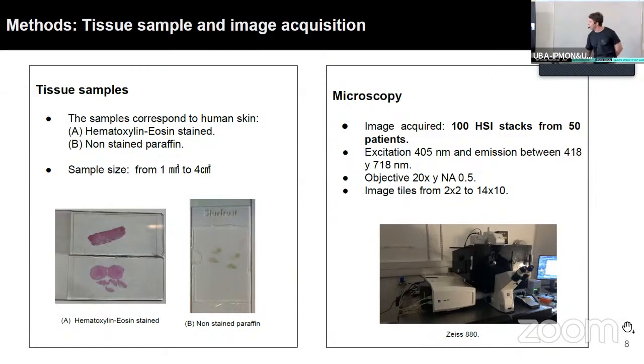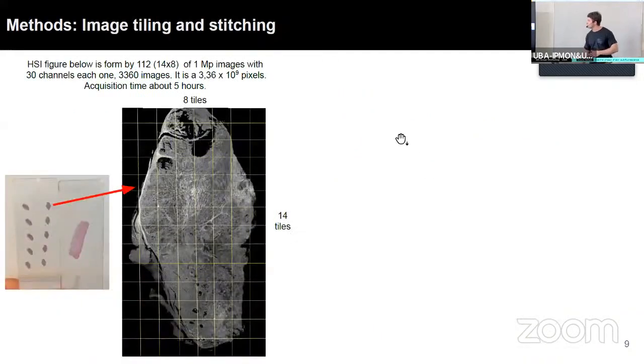Here is the setup that we use. We acquired 100 images from 50 patients. We take an excitation laser, and we get a lot of tile images ranging in different sizes. And that's important because this image, it's extremely big. It's a tissue. It's this one here, but actually it's not as big as this one. And acquiring this image takes about 5 hours. It's 3 billion pixels.